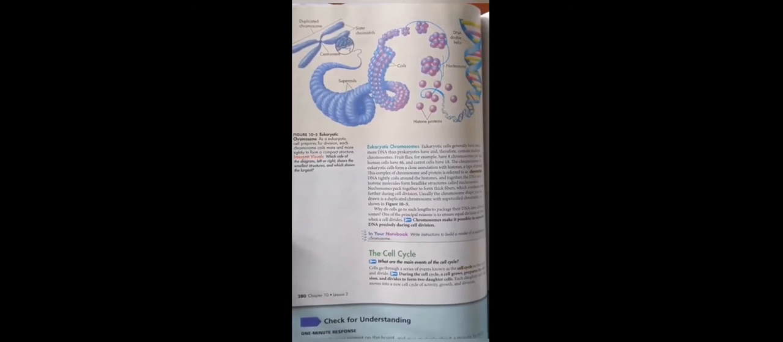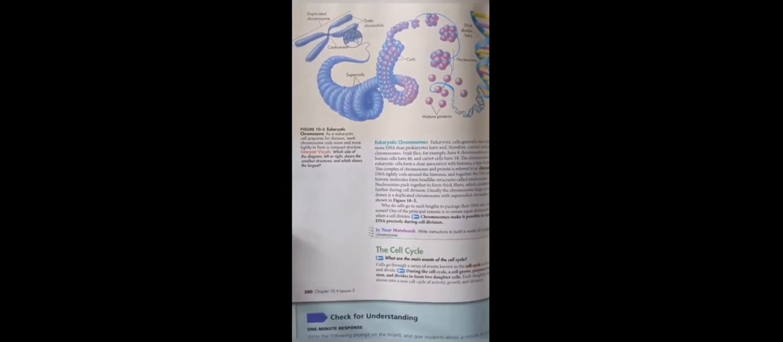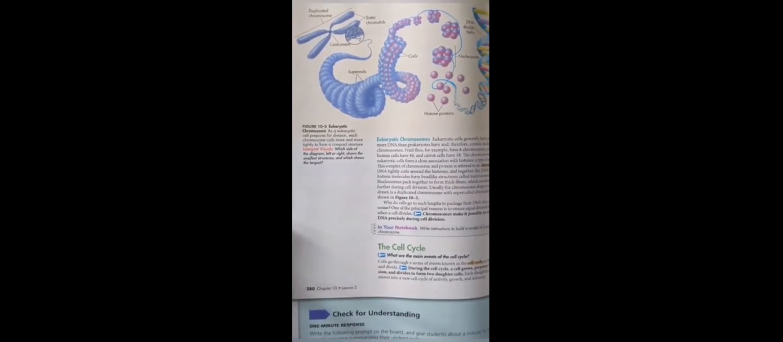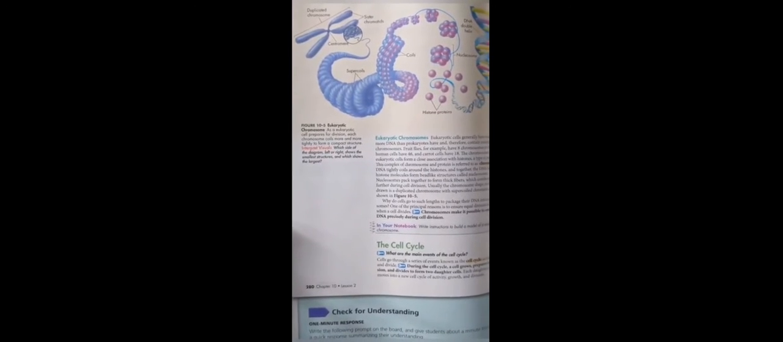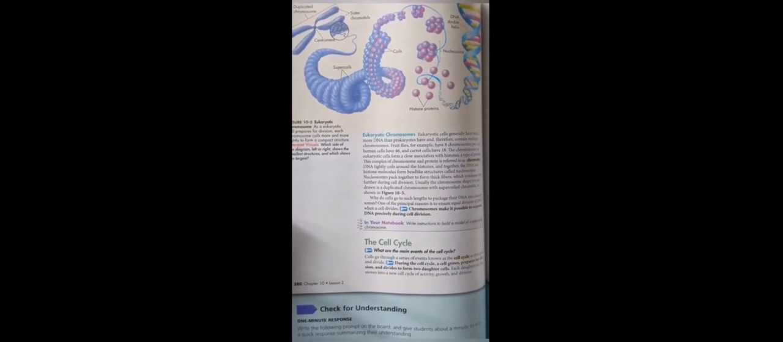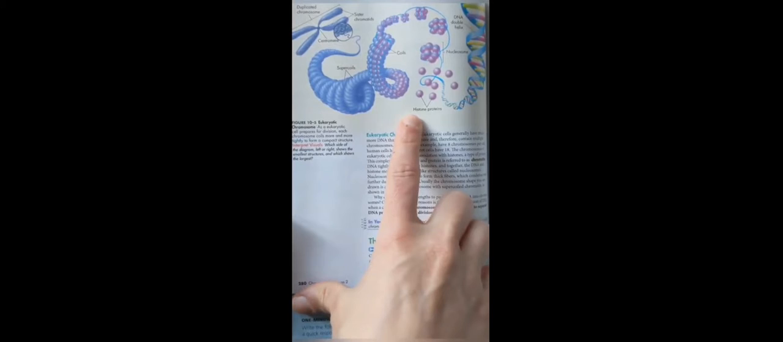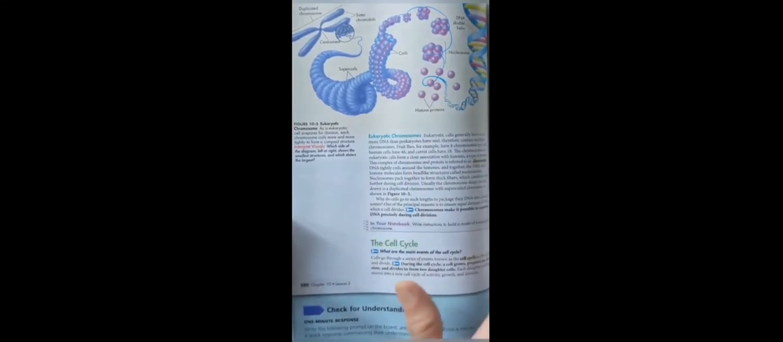Okay guys, this is the figure that I wanted you to take a look at. It's page 280 in your book, figure 10.5 if you want to go back and take a look at it, and it shows you how eukaryotic chromosomes are organized. So if you look over here, okay, DNA is a double helix. Okay, it coils around these proteins called histone proteins, and the DNA and the histone together is called the nucleosome.